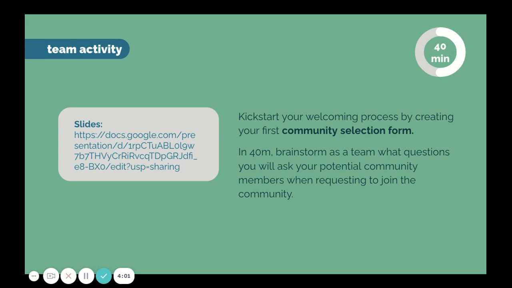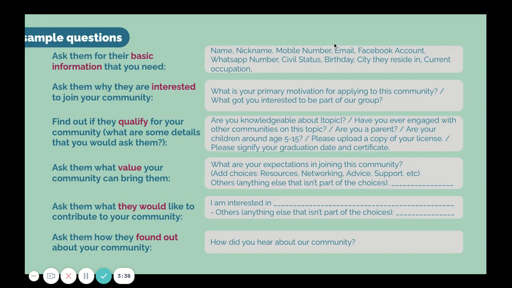So for this activity, we're going to build on that by making the selection form for your community members. This is a quick activity that will walk you through the outline of what your selection form may look like. The link to this presentation and this Google Slides are in the description box below, and you have access to them so you can work on this activity together as a team.